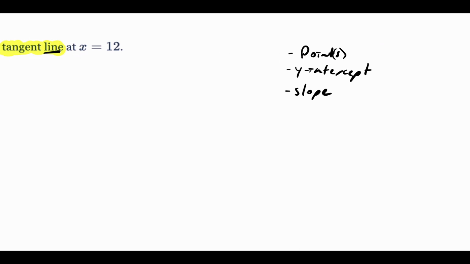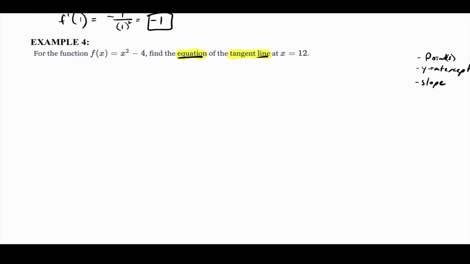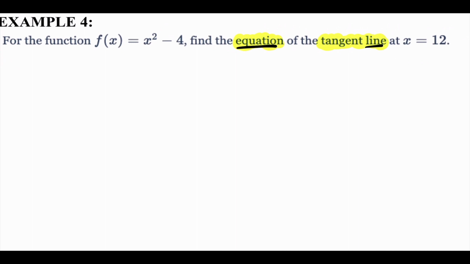If we know the y-intercept and we know the slope, we can use slope-intercept. If we don't know the y-intercept, but we know a point and a slope, we can use point-slope. Either way, though, we need the slope. So the first thing I need to do is find the slope of the tangent line. That's a derivative. Slope of the tangent line is a derivative. So the first thing I need to do is find the derivative. Okay?